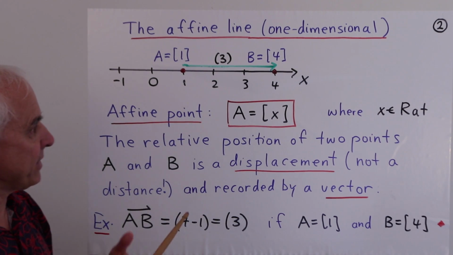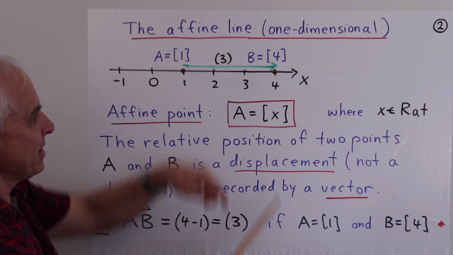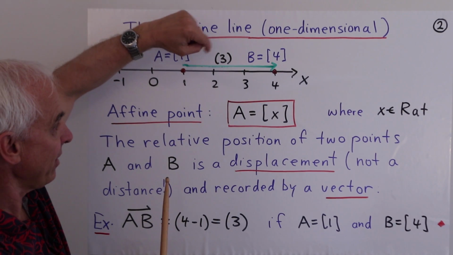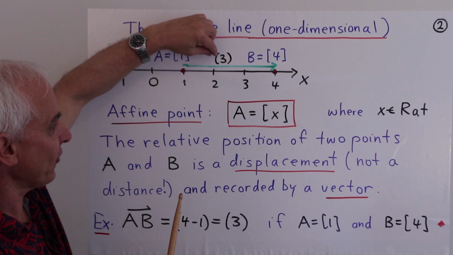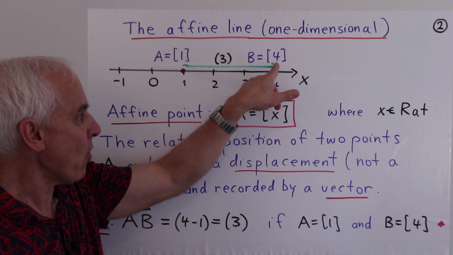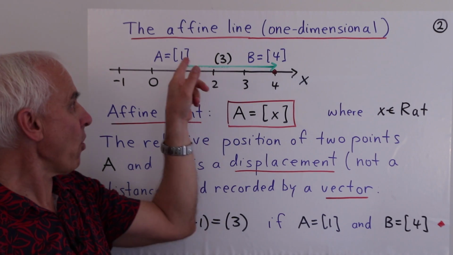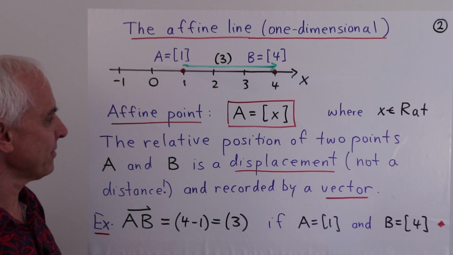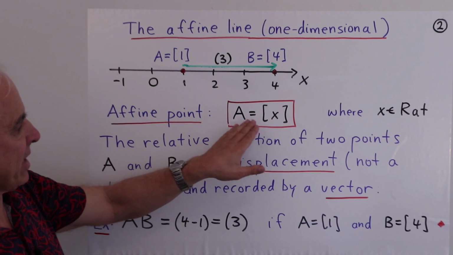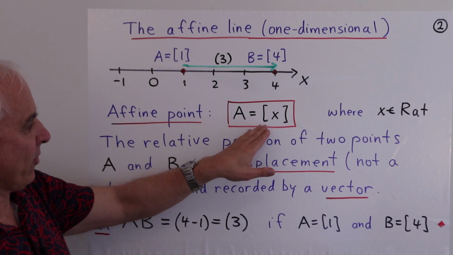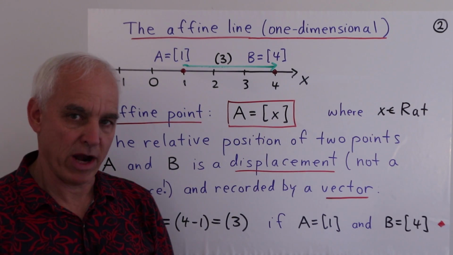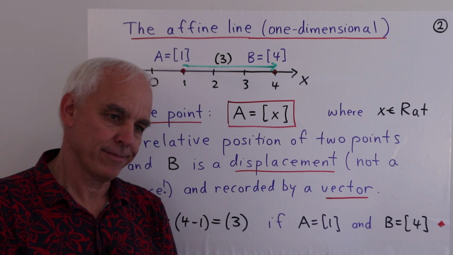And we can give a name to this by recording just how far over we've gone, in this case 3, and putting it in round brackets to suggest that this is a relative quantity, not an absolute quantity like the point 4 or the point 1. All right, so more generally, an affine point is something that looks like this. A equals [x], where x is a rational number and where we have square brackets to remind us that this is a point.